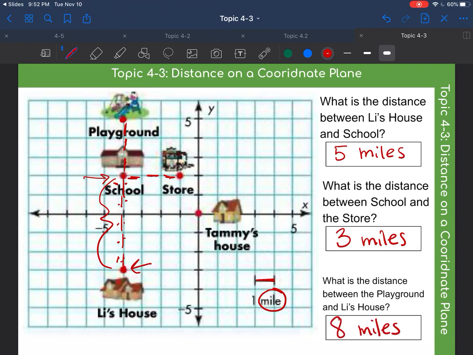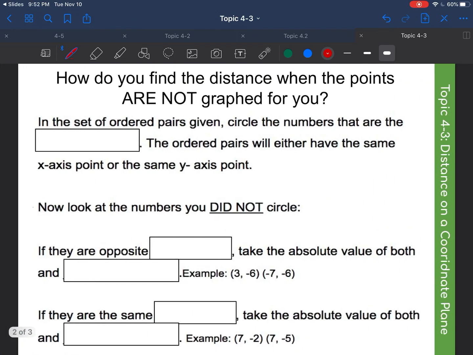Okay, so it's pretty easy when you see a picture to kind of find the distance between the points, because you can just count the squares in the coordinate grid or coordinate plane to find the distance. Okay, but my question for you is, how do you find the distance when the points are not graphed for you? Okay, so in the set of ordered pairs given, circle the numbers. So basically, I'm going to go over how, if we're just given two ordered pairs, we can find the distance between them if it's not graphed on a coordinate plane. How could we find the distance?